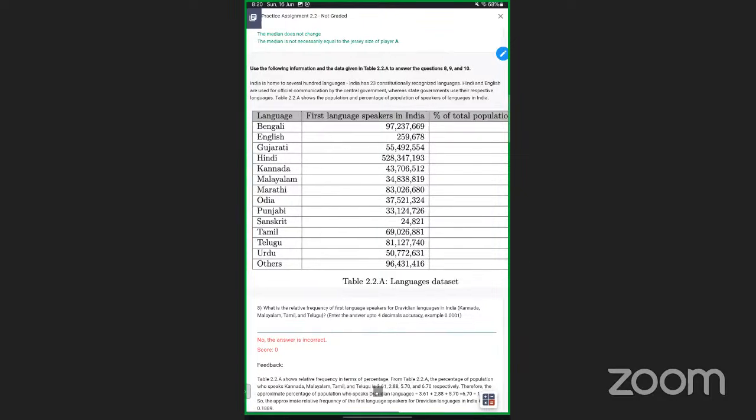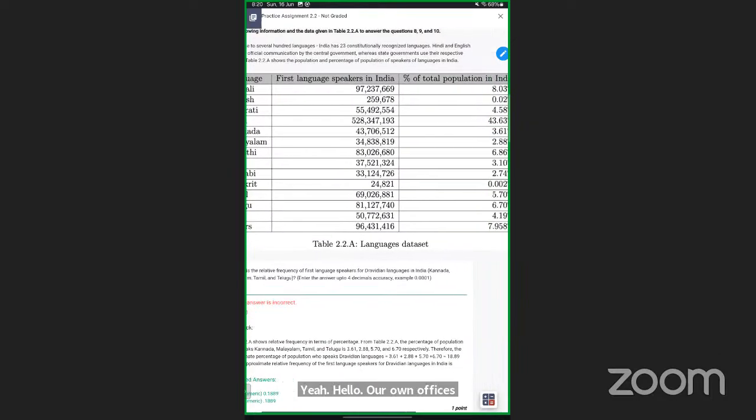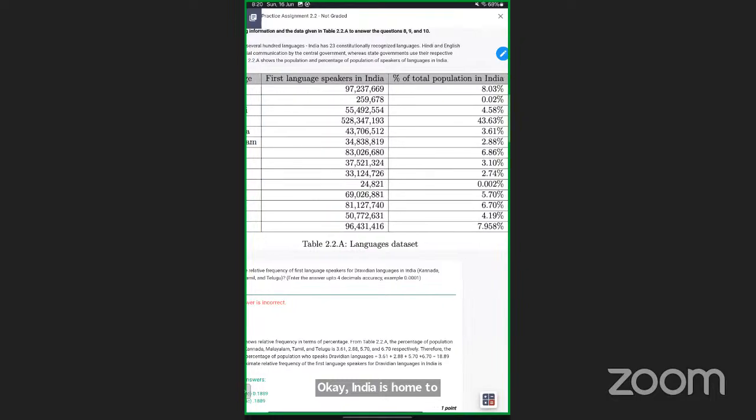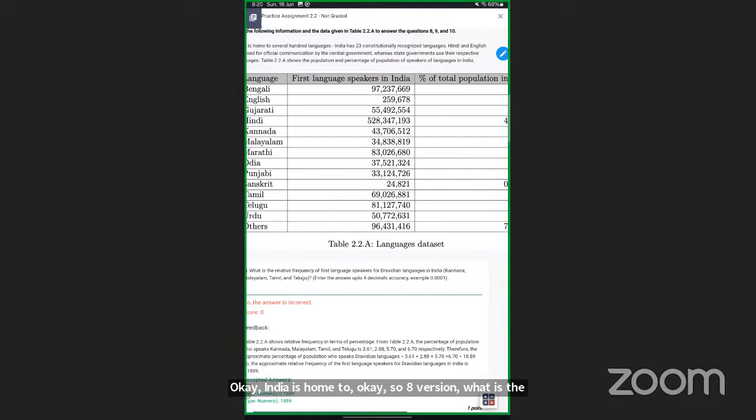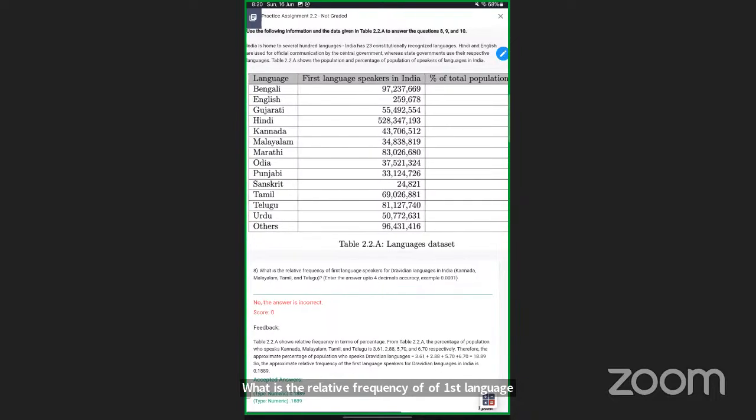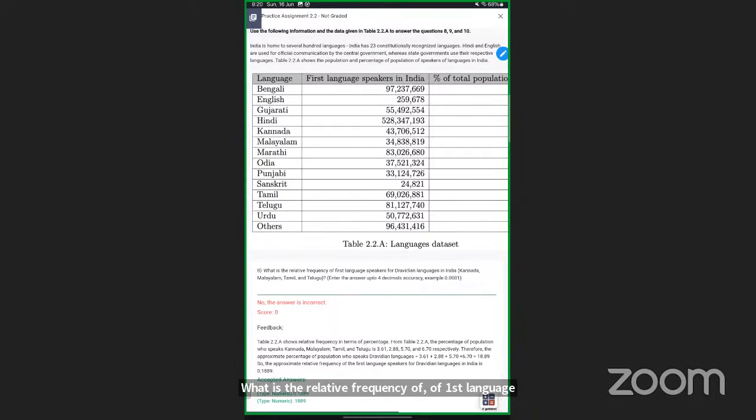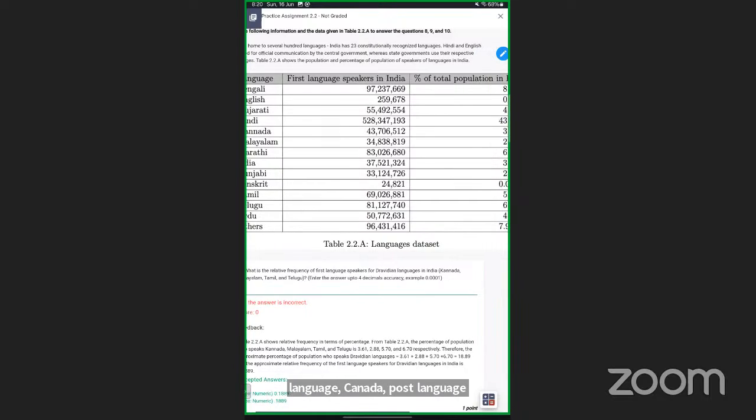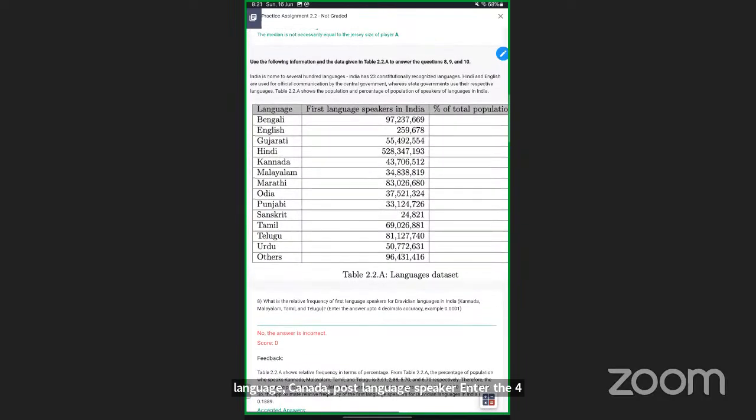Okay, India is home to... Okay, so the 8th question: what is the relative frequency of first language speakers of Dravidian languages in India? The Dravidian languages are Kannada, Malayalam, Tamil, and Telugu. First language speakers, enter to 4 decimal places.